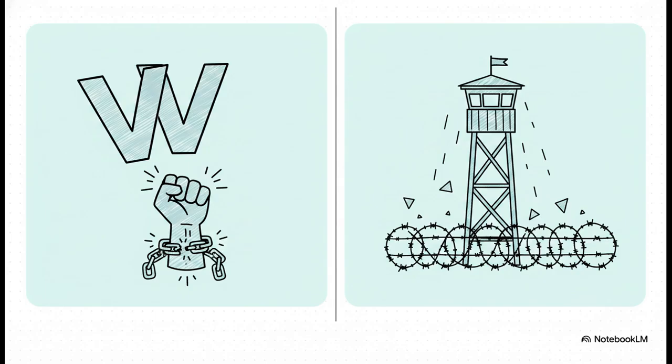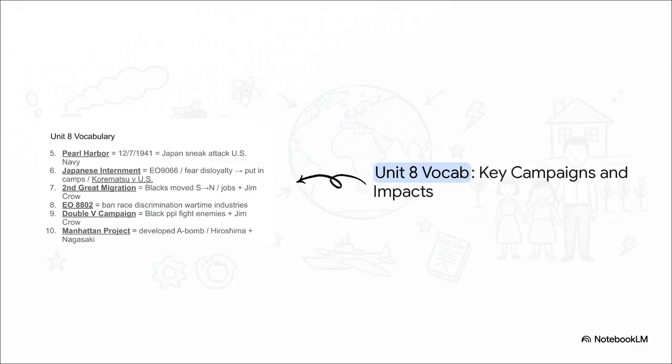You have the incredible Double V campaign, an African-American effort fighting for a double victory against fascism abroad and racism at home. Contrast that directly with Executive Order 9066, a severe injustice authorizing the forced internment of Japanese Americans into prison camps. We can see this contrast formalized right in your vocabulary list.